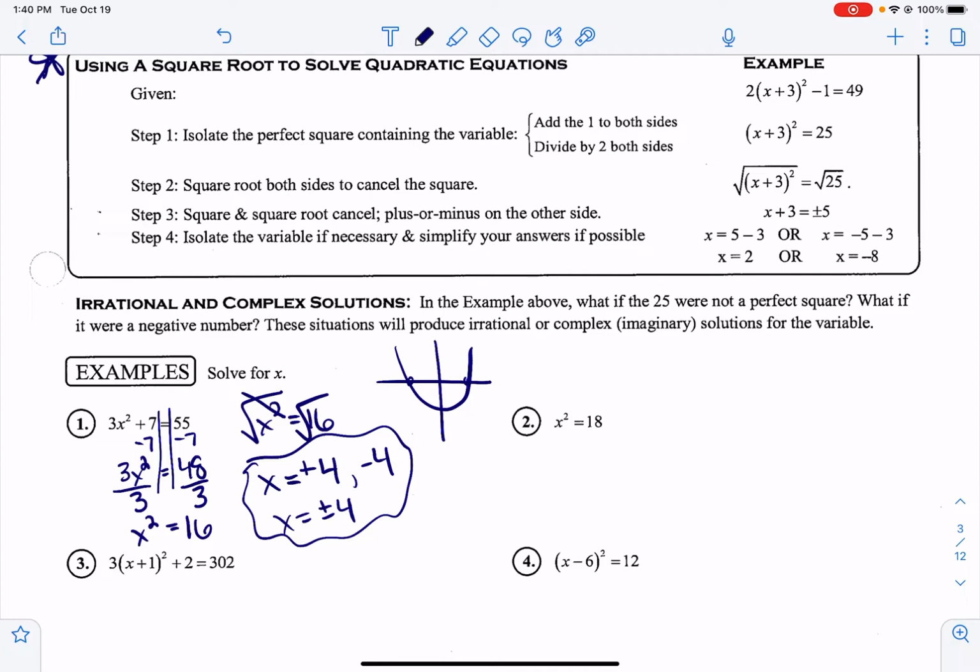Okay, look at number 2. x squared equals 18. I don't have any x's, I just have x squared. So I'm going to use the square root method, and this one's almost done for me.